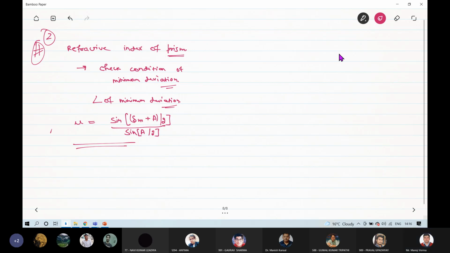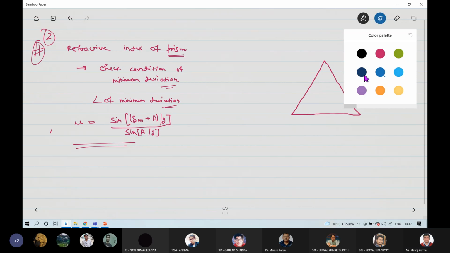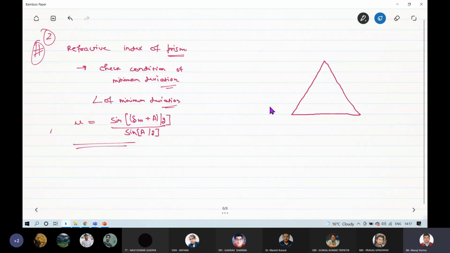See, first, I will define the term deviation. Whenever a light ray is passed through a prism, then it will deviate from its original course, and it will deviate towards the normal because it was traveling from rarer medium to denser medium. So let's see how a ray will bend.